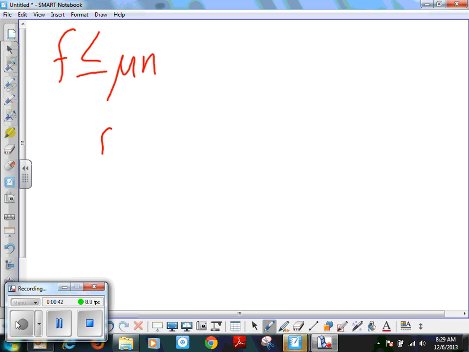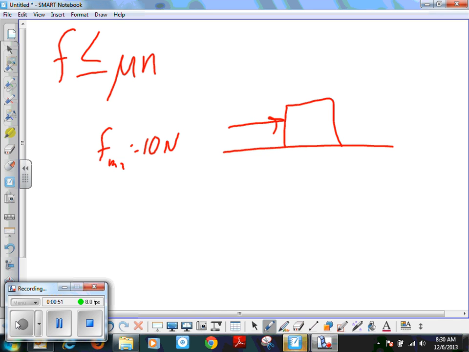If our max friction is 10 newtons, and we have a box like this, and I have a force of a push of 8 newtons, what is friction in this case? 8, right? And we said that a little bit yesterday, but we got into the ramp so much that I almost wonder if we kind of forgot about this, the more simple stuff, because I tend to do that a lot. So this formula works for everything, not just the ramps.